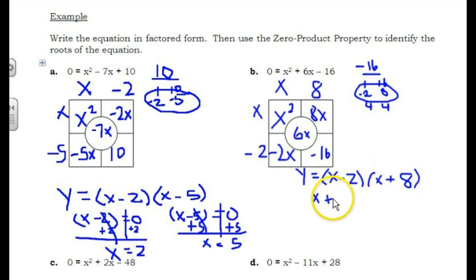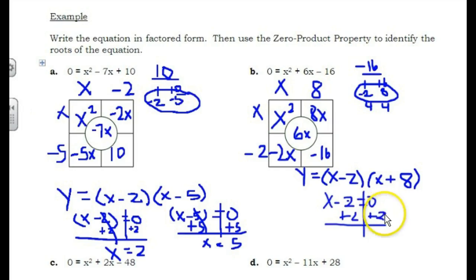Oops, that's supposed to be a minus. Pull out my first factor, x minus 2 equals 0. If I add 2 to both sides, then x equals 2. I'm going to pull out my second factor. If I subtract 8 from both sides, then x is negative 8.